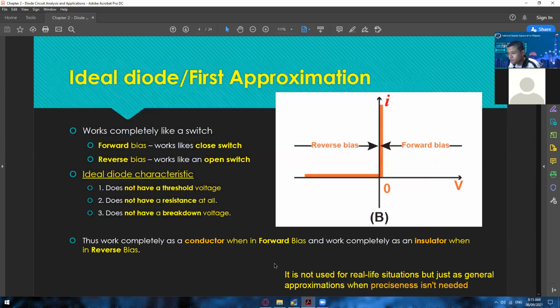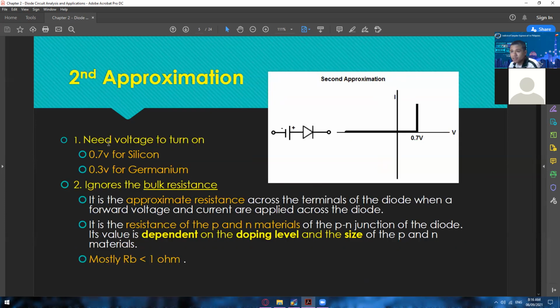This approximation is mostly the one that's being used in real life. So, okay, I was wrong, my bad. It is not used for real life situations, but just as a general approximation when preciseness isn't needed. But I think this is what we always do: we always go with approximations unless we really need super precise answers or information. So that's it for the first approximation.